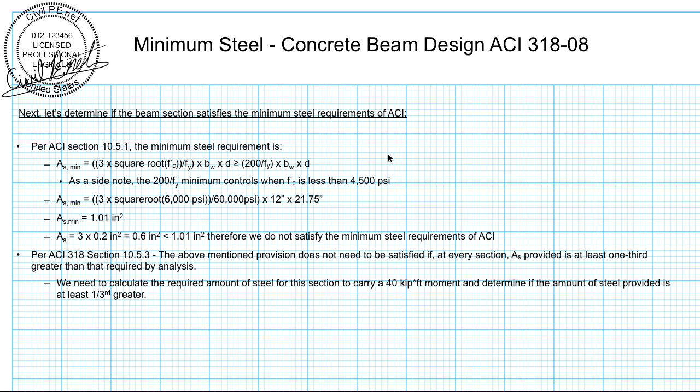It says the above mentioned provision does not need to be satisfied if at every section the area of steel provided is at least 1/3 greater than that required by analysis. So what we need to do is calculate the required amount of steel for our section to carry a 40 kip-foot moment and determine if the amount of steel provided is at least 1/3 greater than that from the calculation.